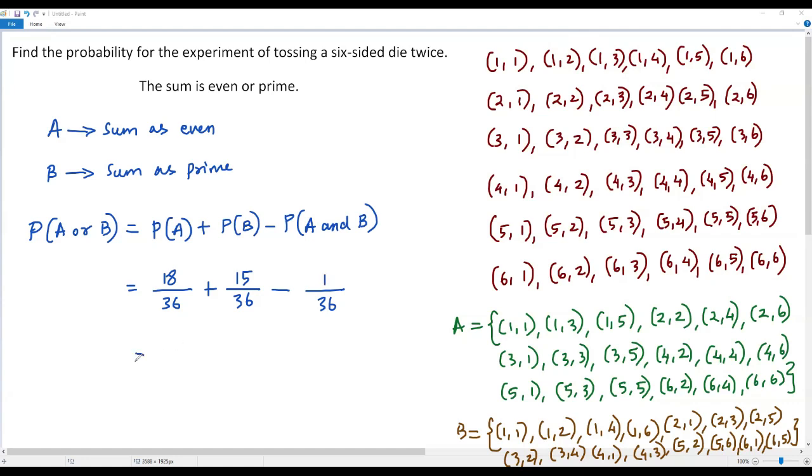Okay, now we have to simplify this numerical expression. Since we have 36 as the denominator for all the fractions, we can take 36 as a common denominator. So now we can add the numerators 18 plus 15, and here we have minus 1. 18 plus 15 is 33, 33 minus 1 is 34, divided by 36. Okay, now let's get the common divisor for 34 and 36. Clearly it's 2. 2 goes into 34 17 times, 2 goes into 36 18 times. So we get 17 over 18. 17 over 18 is the probability of getting the sum as even or prime.